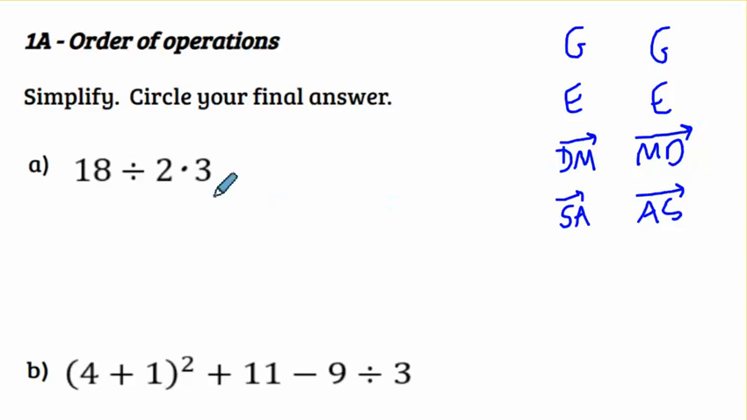All right, so we look at number A. We have 18 divided by 2 times 3. So we've got division and we've got multiplication. And we go in order from left to right. So in this case, division is going to come first. So we do 18 divided by 2 and get 9. And then our last step is to multiply.